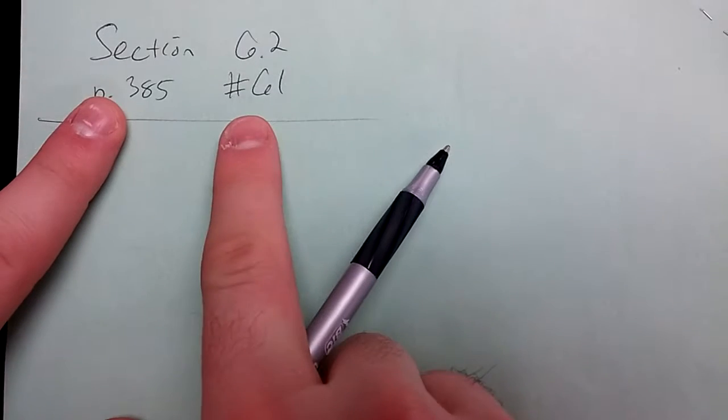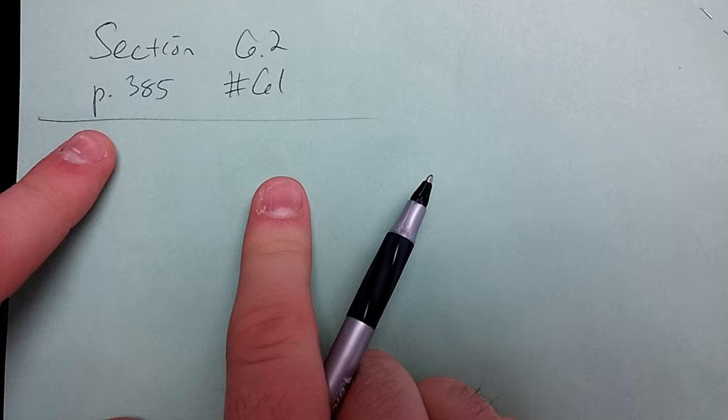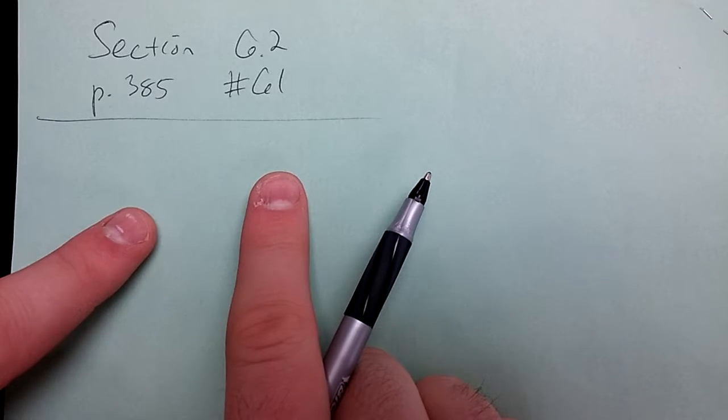In this video, we're going to try to do a practice problem from section 6.2. So on page 385, number 61, this is the problem we're going to be doing regarding the swim team. So have your book out while you watch this video to help yourself out with referencing the context.